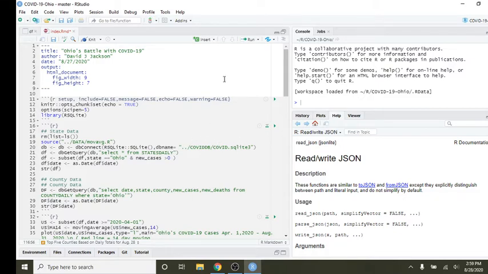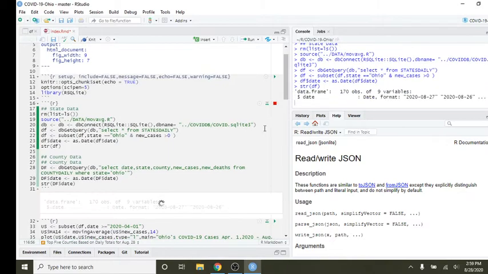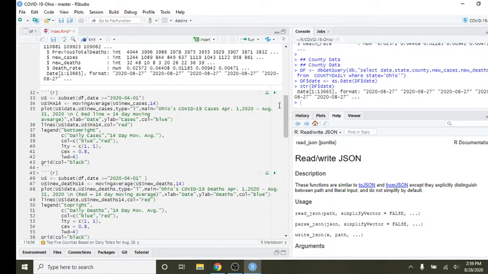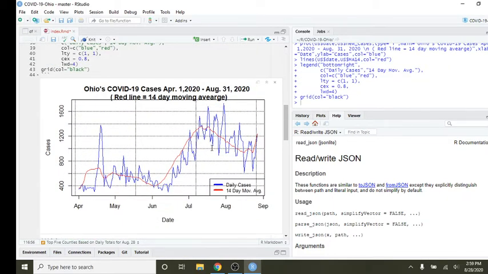Okay. Let's load our libraries. Let's load our data. Let's do our initial plot. These are for Ohio. Hopefully this is just a temporary spike. It'll stay below this number and below this number here, hopefully.